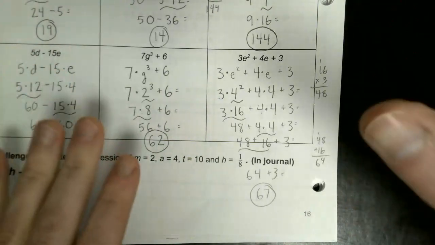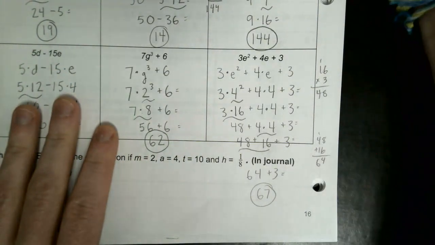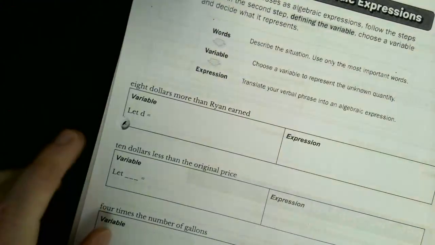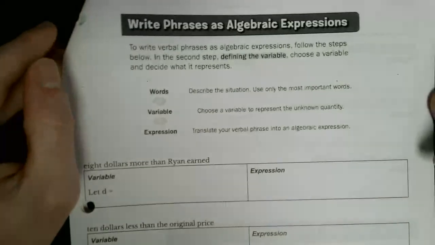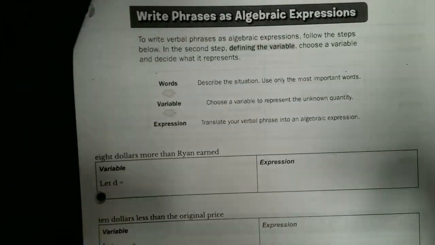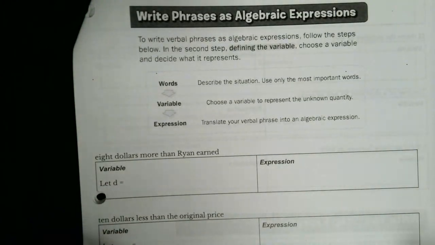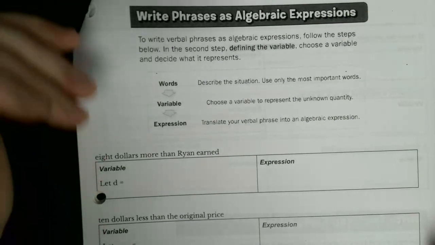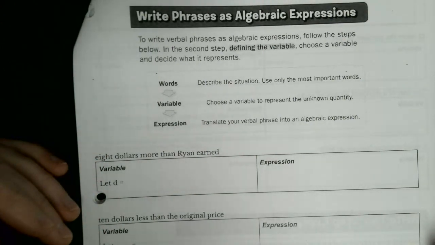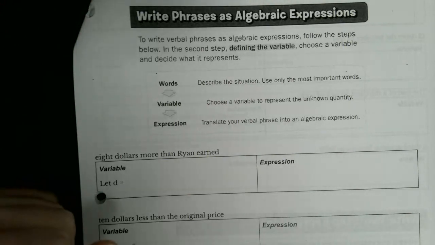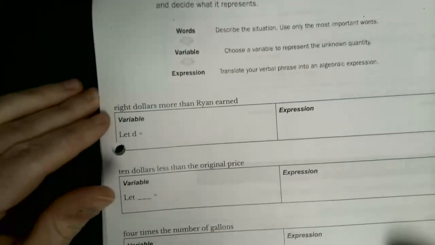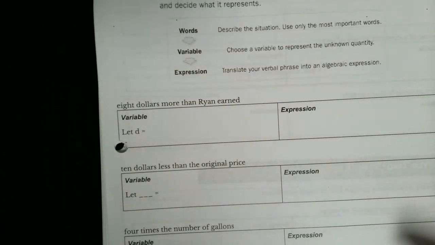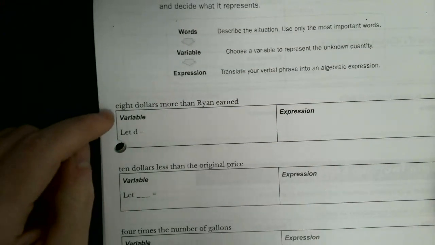All right, so we're going to change gears here and do a little bit of writing expressions with variables. So if you turn the page, what we're doing here is we're almost like translating. We're given a sentence or a phrase, and we're going to write a variable for that sentence or phrase, and then we're going to write an expression using that variable. So we'll do a few together, and then in the next remote lesson, you'll try some on your own.